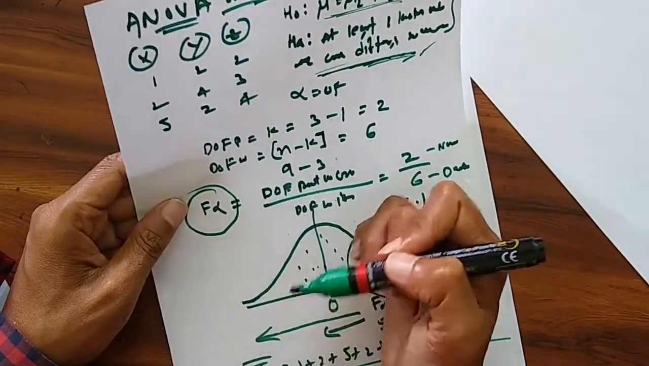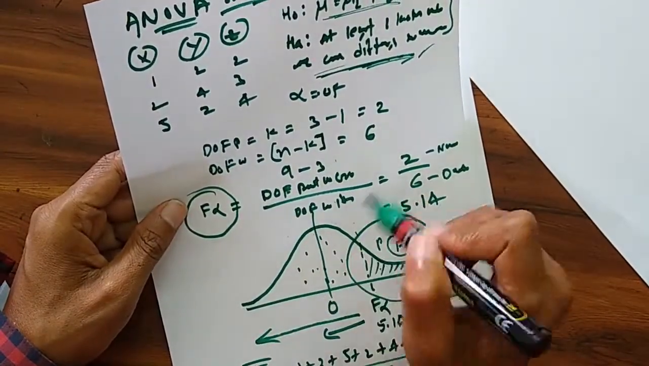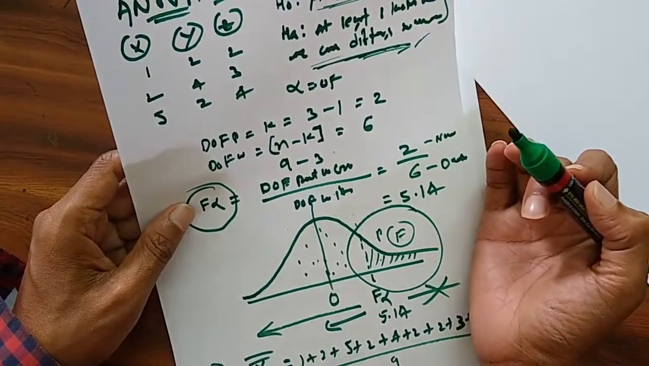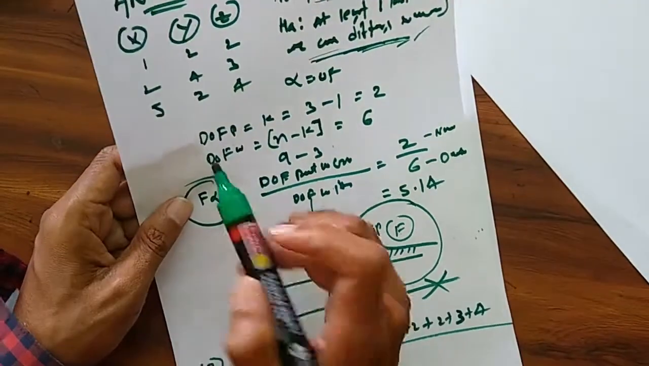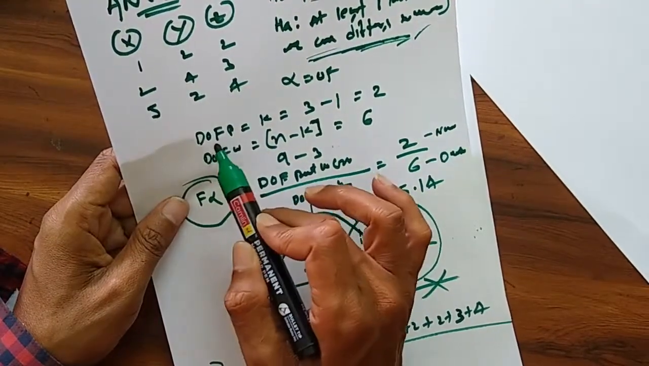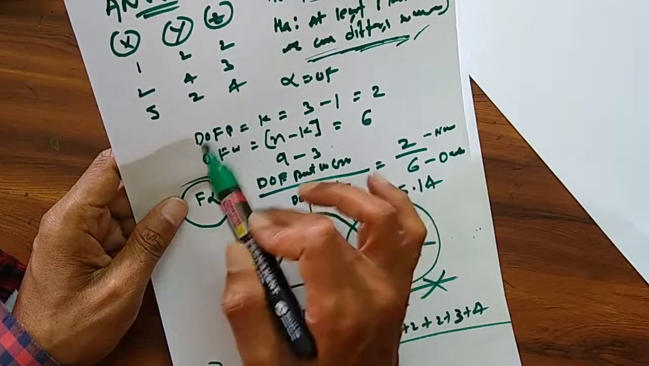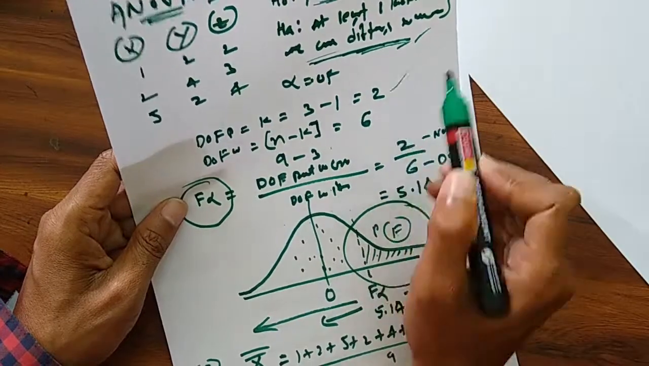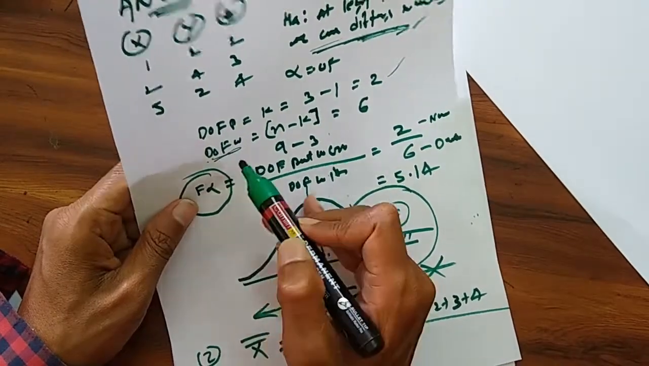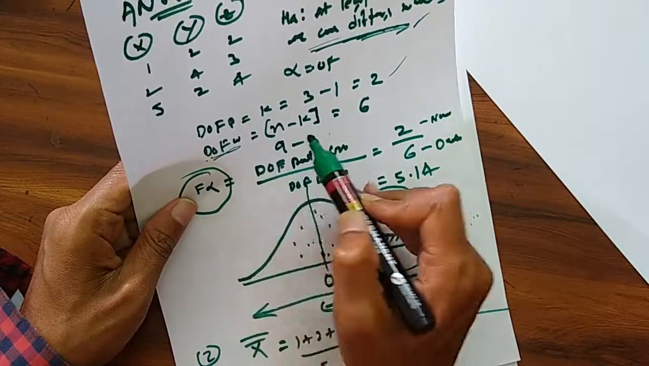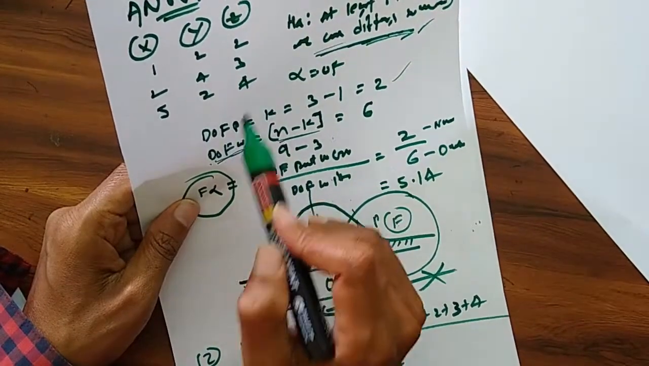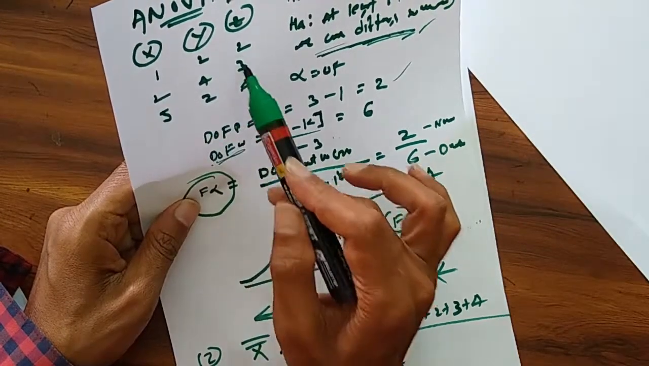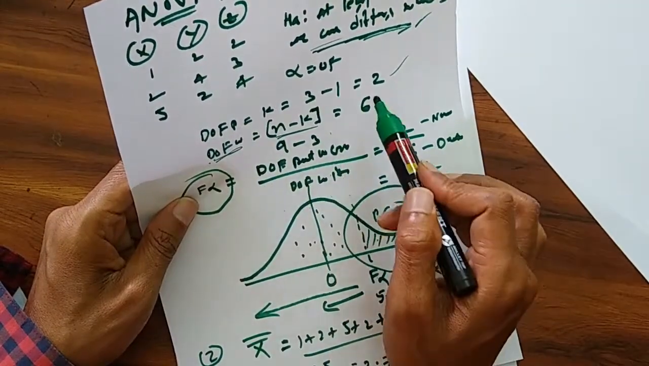So in ANOVA we need to perform some steps before coming to F and F alpha. F alpha sometimes we can also call the F critical value. So we need to determine the degree of freedom between groups. That is, population size minus 1, which will be 2. Then within groups, the degree of freedom is n minus k. Our total sample size count is 1, 2, 3, 4, 5, 6, 7, 8, 9. 9 minus 3 is 6.